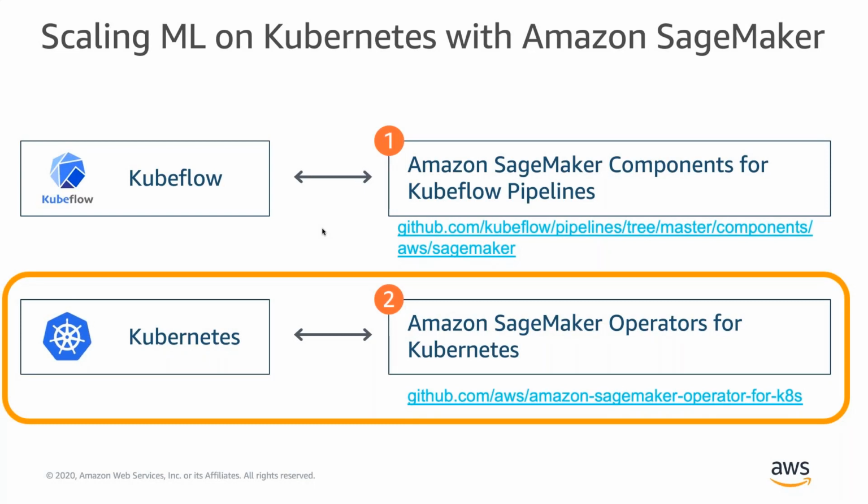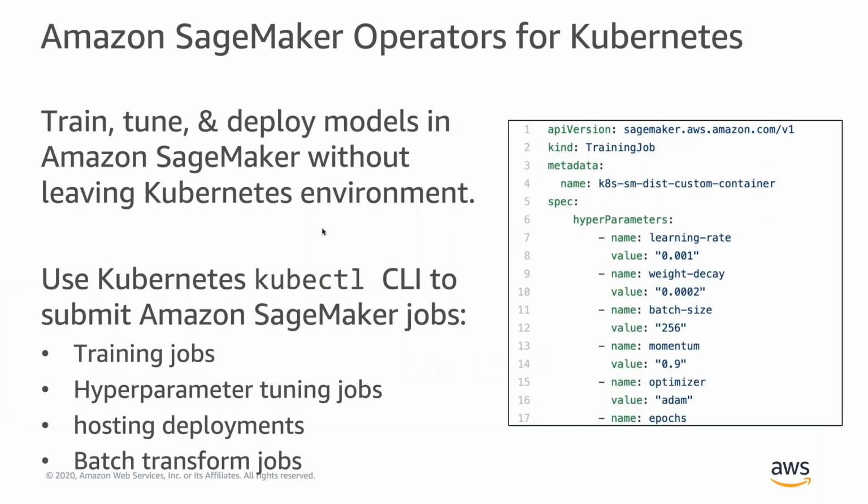Let's take a look at the second approach, which is to use Amazon SageMaker operators for Kubernetes. This is for users who are not Kubeflow users, but use Kubernetes, have a lot of their machine learning set up in Kubernetes, or you want to set up a lot of your machine learning workflows on Kubernetes native. And perhaps you have help from your IT or ops team to automate some of these to make it more data scientist or developer friendly. And let's take a look at a demo on how this works.